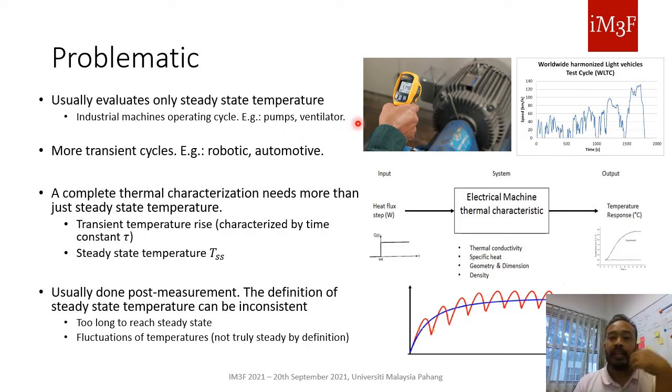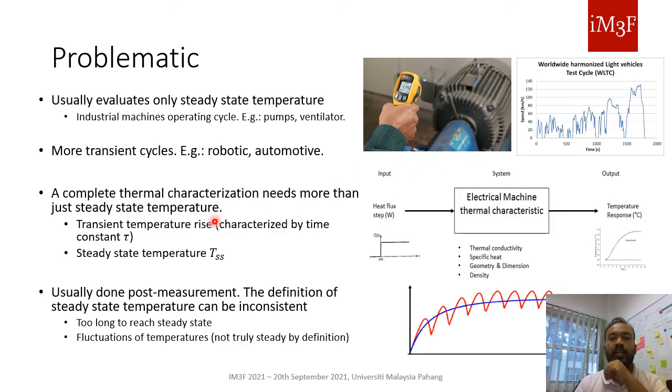But the problem is, this is an example where we have a handheld tool, right? We measure the temperature during operation and read the steady state temperature, but it is not sufficient anymore because we use motors more and more in transient cycles, for example, robotic and automotive. On the right is a figure of the cycle of operation that has to be executed by an electric machine in an electric vehicle. So it's very dynamic. We need to evaluate not just the steady state temperature, but also the transient state temperature.